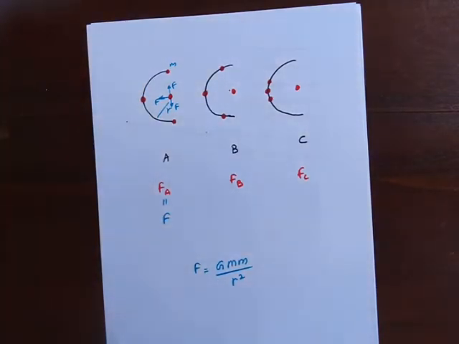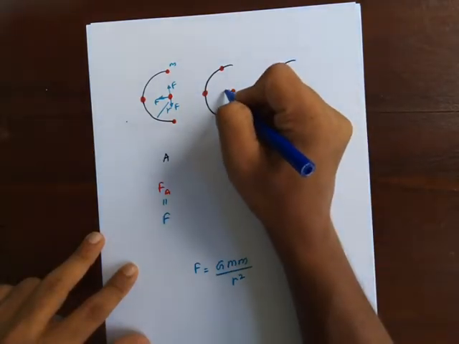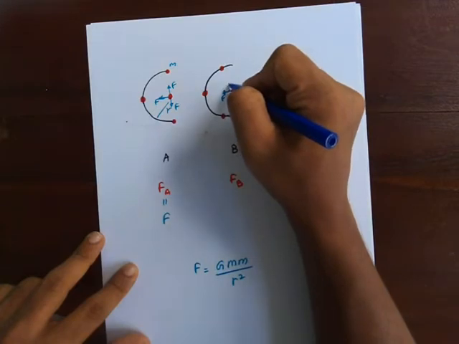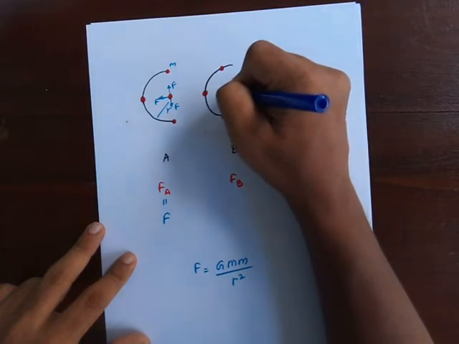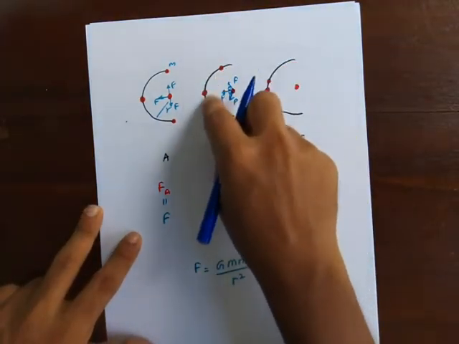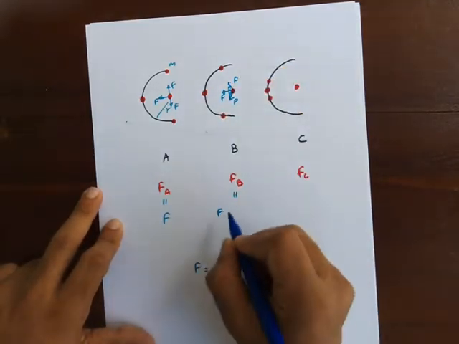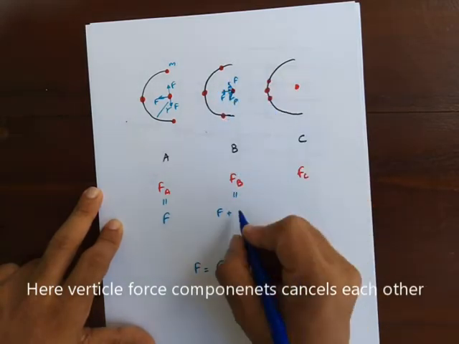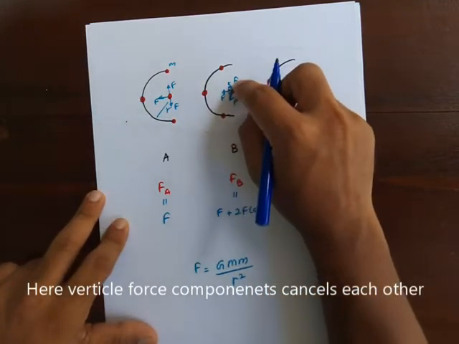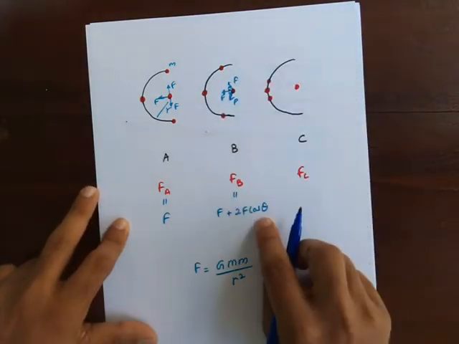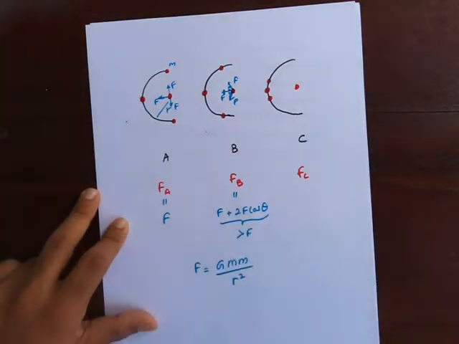Okay, and similarly we can mark the force acting on this one: that's going to be F, and this is F, and this is F. Here, if I take this angle theta and this angle also theta, the total force acting on this particle will be F plus F cos theta plus F cos theta, that is F plus 2F cos theta. We know this angle theta is between 0 and 90, therefore I can say this overall term is greater than F, right?